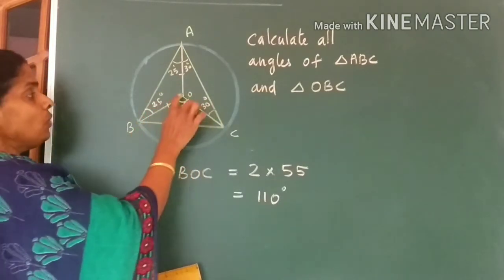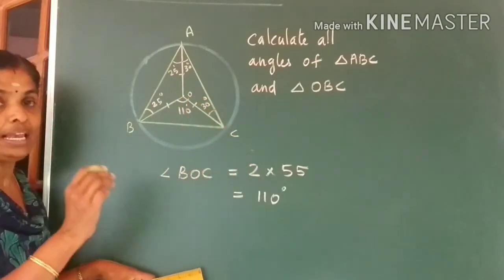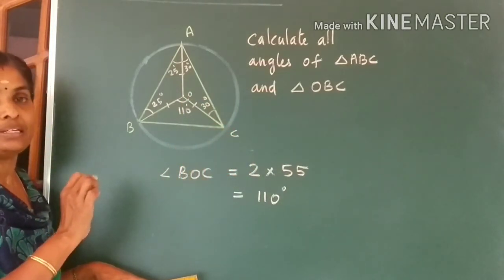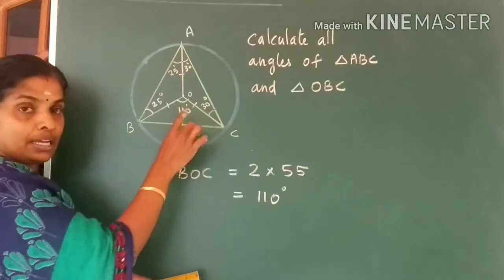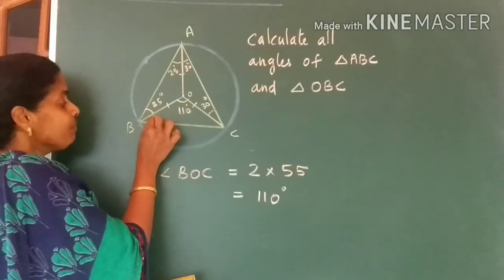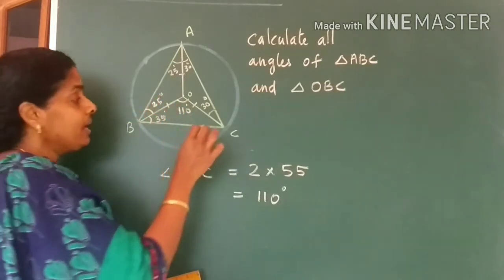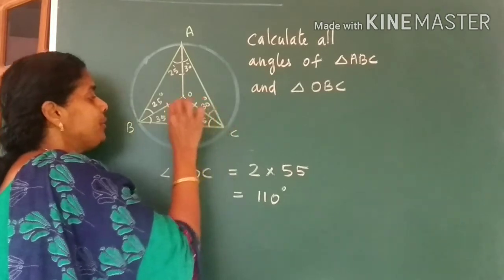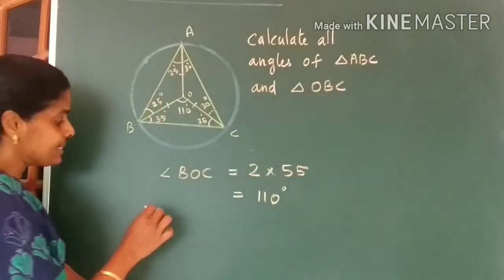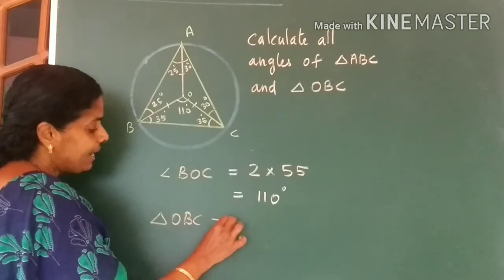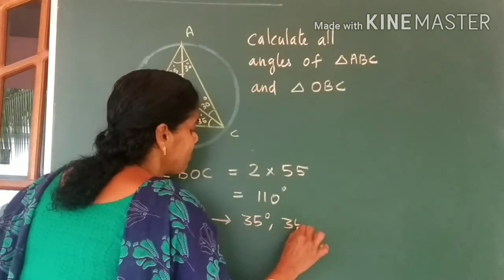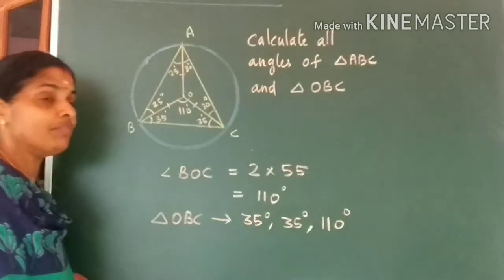Now again we know OB and OC are equal, hence triangle BOC is an isosceles triangle. So the base angles are equal. 180 minus 110 gives you 70 degrees. 70 by 2 is equal to 35 degrees. So you can mark this angle to be equal to 35 degrees and also this angle to be equal to 35 degrees. Now we got all angles of triangle OBC, isn't it? In triangle OBC, the angles are 35, 35, 110.